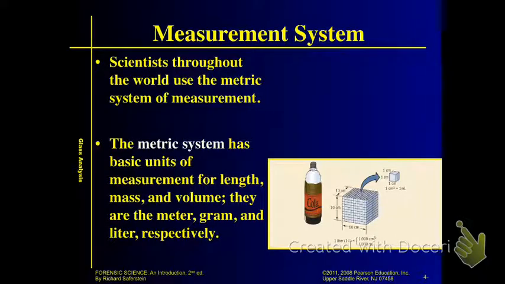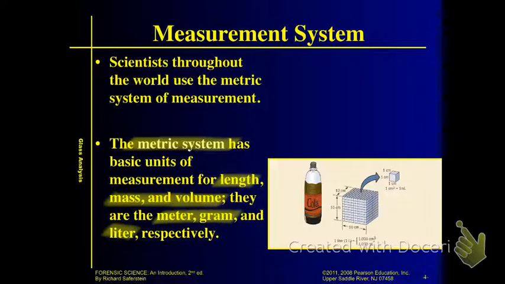When we were in chemistry and physics classes, you talked a lot about the metric system, to a lesser extent in biology. But the main ones we're going to be looking at are length, mass, and volume. And those are meter, gram, and liter. Those are the base units of measurement for those. So notice there aren't any prefixes with those. If you add prefixes, then those units become bigger or smaller.